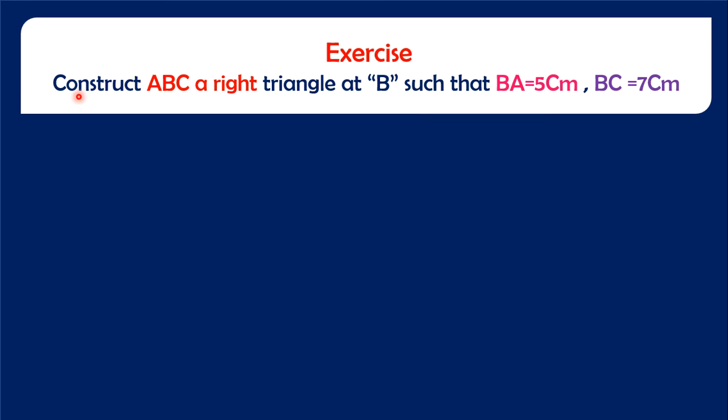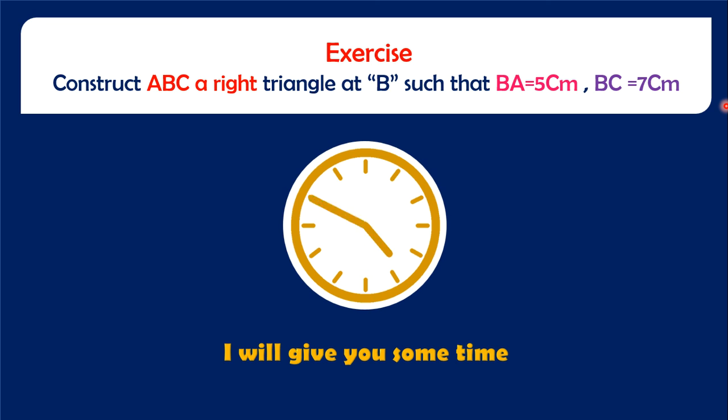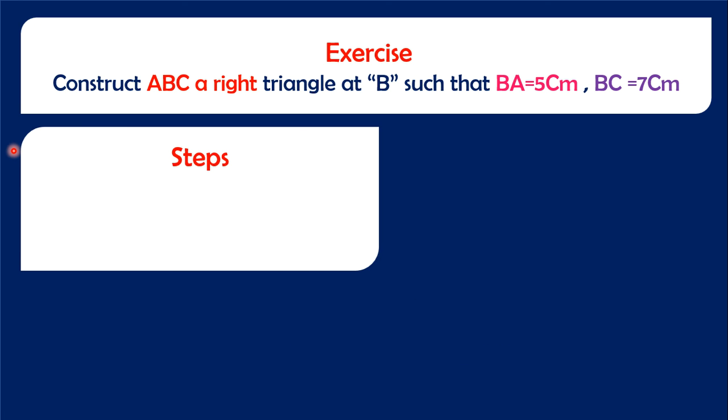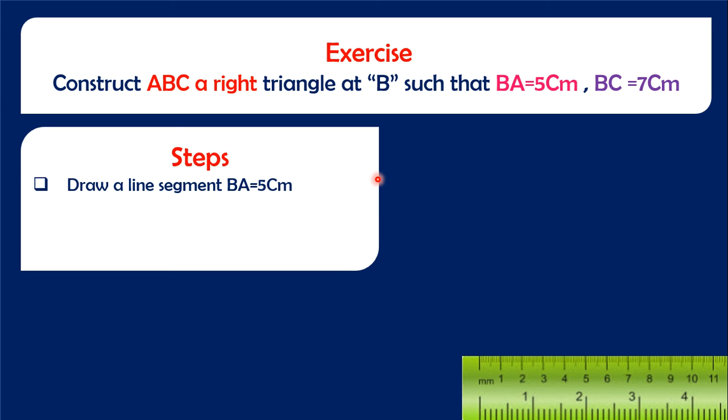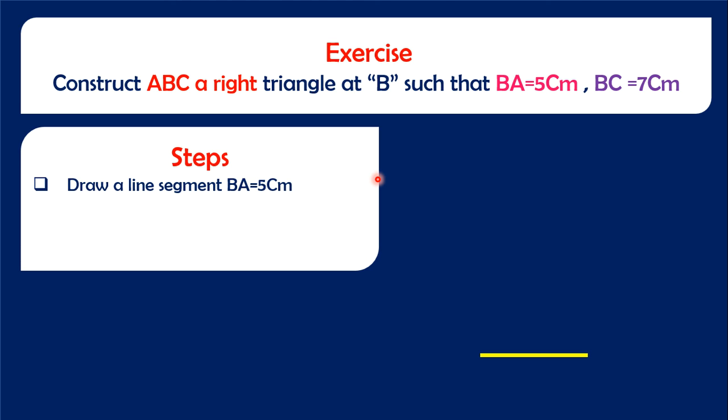Exercise. Let's construct the triangle ABC, which is right at B, such that BA equals 5 centimeters and BC equals 7. I will give you some time. Now let's do it together. Steps. We have to draw a line segment BA equal 5 centimeters. We bring the ruler and we draw 5 centimeters. We don't forget to put B and A and the measurement, which is 5. This step is finished.